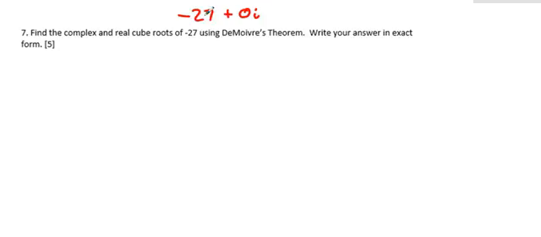Then we need to find the length of it. That would be just 27, because you do the square root of 27 squared plus 0 squared. So the length is 27. This is z. The length of z is just 27. The sign doesn't matter, it's just how far it goes. So that's 27.